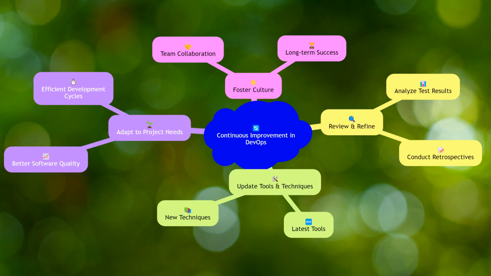Continuous improvement is a core principle of DevOps, and it applies to testing as well. This involves regularly reviewing and refining the testing process to identify areas for improvement. Teams should gather feedback from test results, conduct retrospectives, and stay updated with the latest testing tools and techniques. Implementing continuous improvement practices ensures that the testing process evolves with the changing needs of the project, leading to better software quality and more efficient development cycles. By fostering a culture of continuous improvement, teams can achieve long-term success in their DevOps journey.